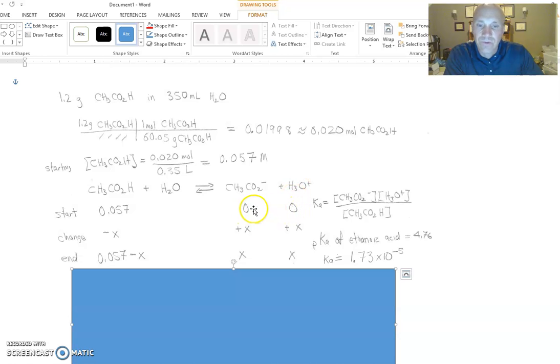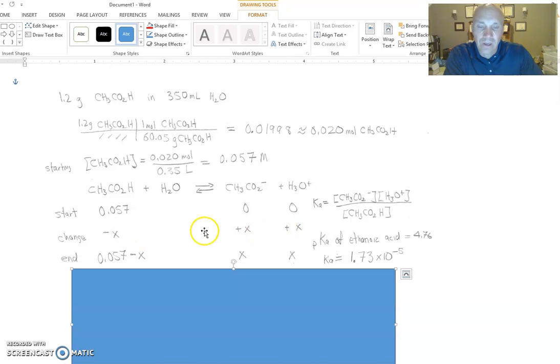And the reason that these are both zero is that at the very beginning there hasn't been enough time for them to form. But over time, this reaction is going to occur. Every time this reacts with water, it's going to go down by a certain amount, and the amounts of these are going to go up by the exact same amount.